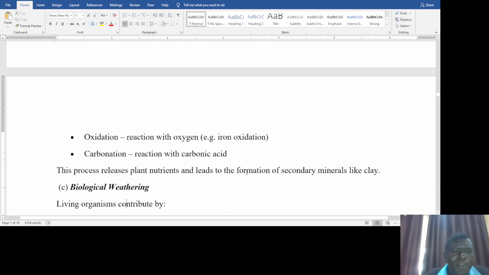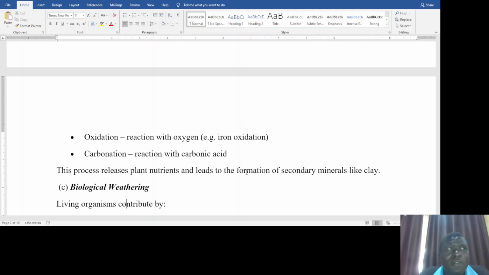The other process of chemical weathering is oxidation, and it goes without saying that this is the reaction with oxygen, and there are various minerals which are found within the parent material which undergo oxidation, leading to the weakening of the soil forming materials, and facilitates further breakdown of the soil forming particles, hence making soil formation easier. And then the other process is carbonation.